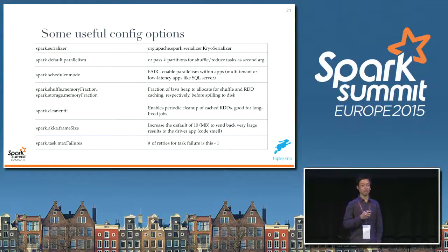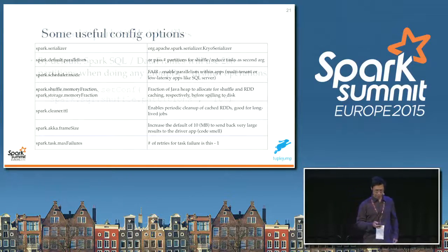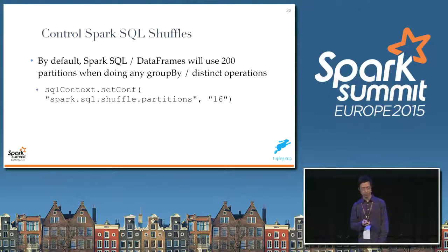If you care about low latency query stuff, we'll talk about that in a little bit. You want to set the scheduler mode, the memory fraction. The slides will be available, so you guys can feel free to download and check this out later. And finally, if you're using data frames, you probably want to set the Spark SQL shuffle partitions. That controls the shuffle partitions in data frames.